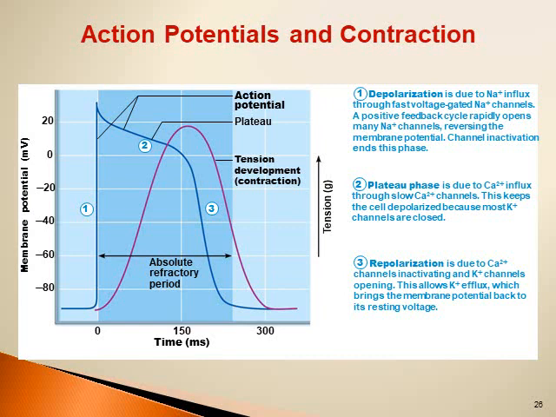Action potential and contraction. As you can see here, this is an example of ventricular muscle. We can see the rapid depolarization phase, the plateau and the repolarization, and the absolute refractory period. And during that absolute refractory period, the contraction will occur after a short delay.